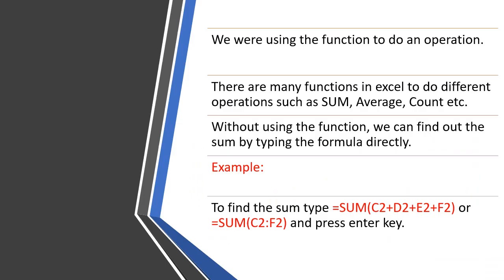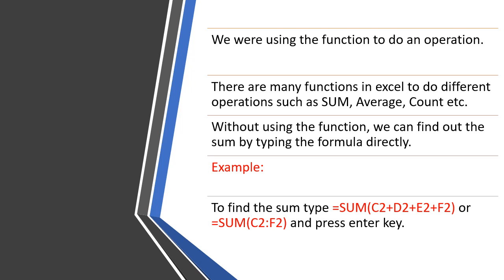Okay, we were using a function to do an operation. In this case, we have used the sum function to do an addition. Likewise, there are many functions in Excel to do different operations such as sum, average, percentage, count, etc. Without using the function, we can find out the sum by typing the formula directly. Here we have used the sum function, but we can find the sum by typing the formula directly.